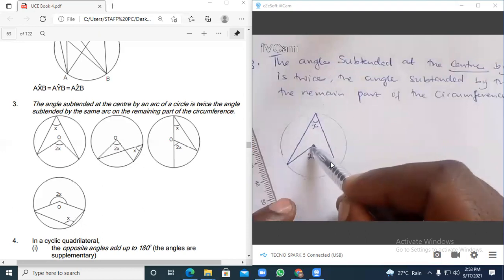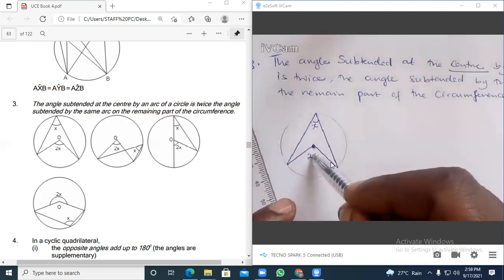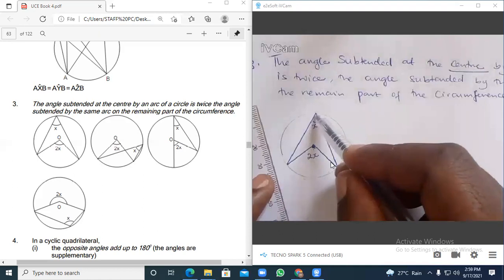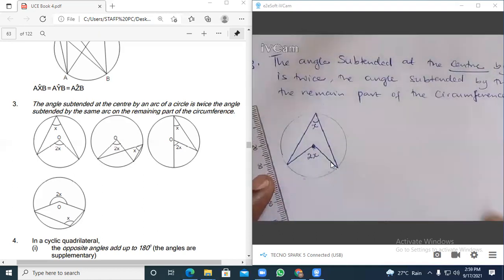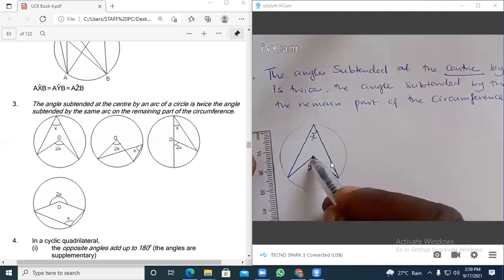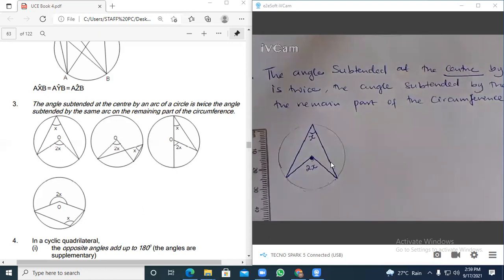So the angle subtended at the center by this arc is 2 times the angle subtended by the arc on the remaining part of the circumference. So if this is x, then this one will be 2x. Let us go to the next one and see.